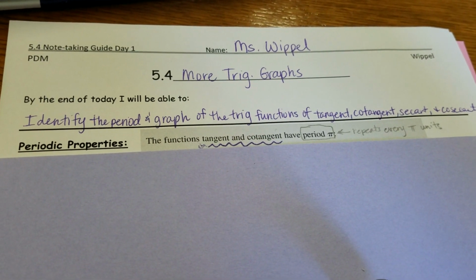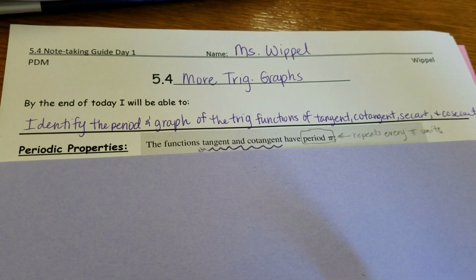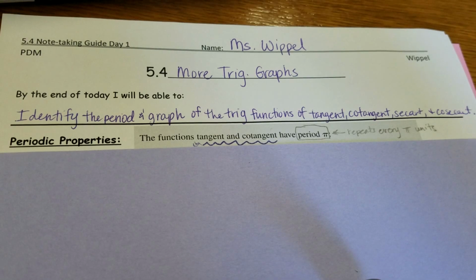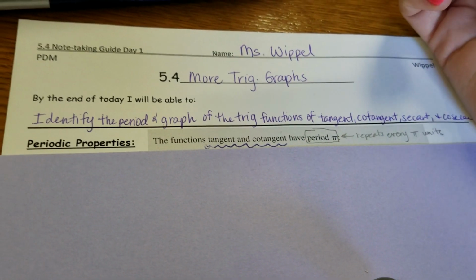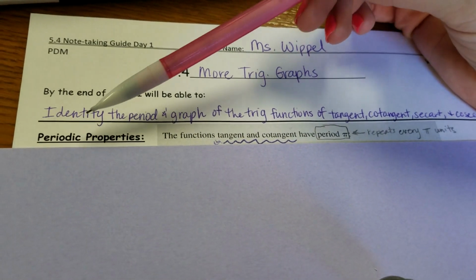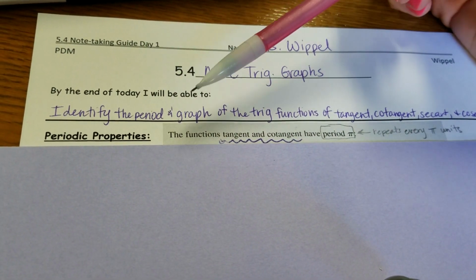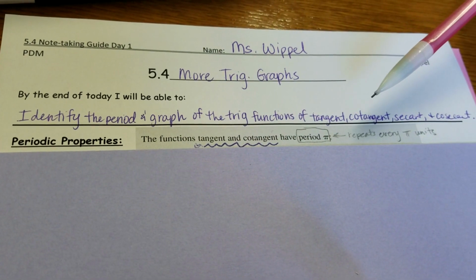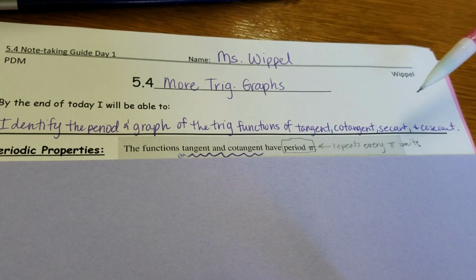If you were in Algebra 2H, then you definitely touched on these at the end of the year in Chapter 11. And maybe you looked at them in FST as well. If not, then here's a review for you. So today we're going to identify the period and the graph of trig functions of the tangent, cotangent, secant, and cosecant.